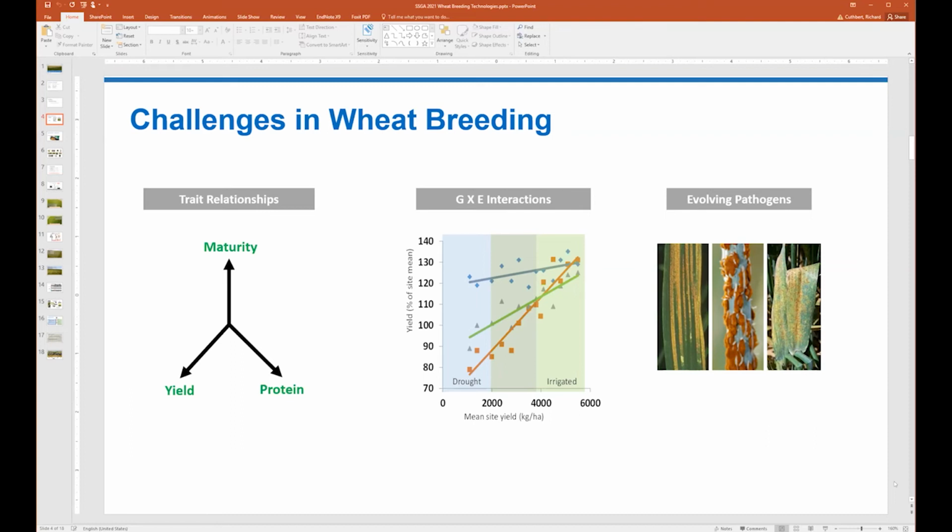We also have what we call genotype by environment interactions. So we try to select varieties and release varieties that have assured performance, that they will be consistently high between environments, whether you're in Swift Current or the Red River Valley. We're looking for that blue line, the one that does well in different mean site yield locations. We don't really want that orange that drops right off in a drought. It only does well in an irrigated environment. And then again, evolving pathogens.